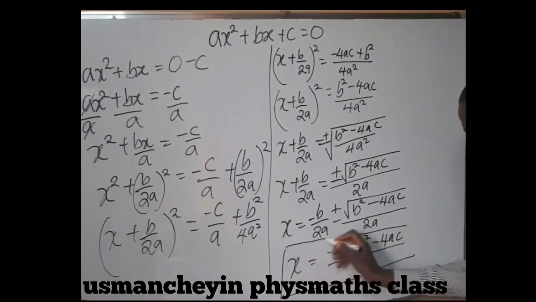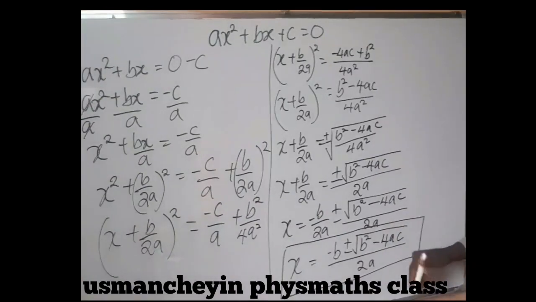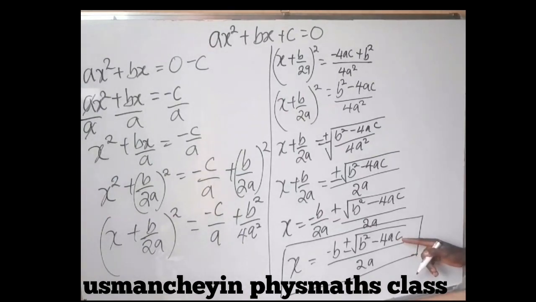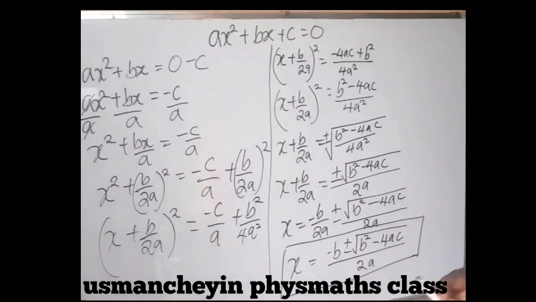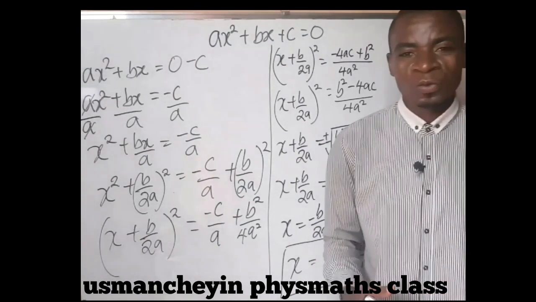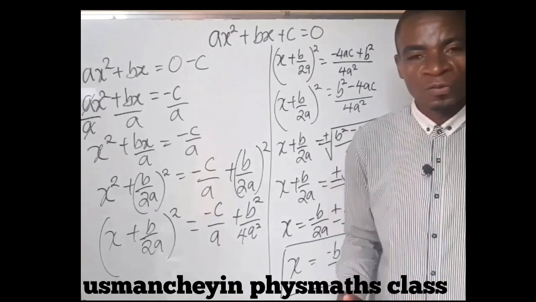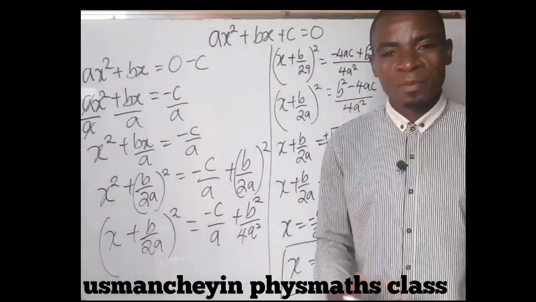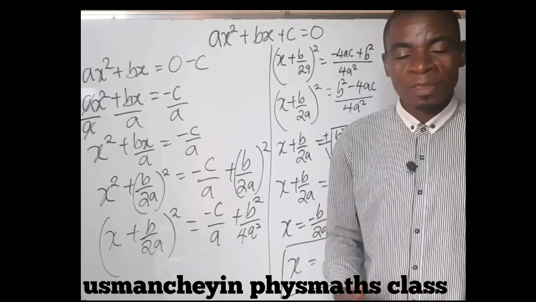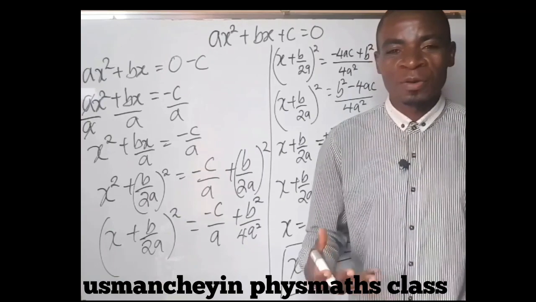Okay, so this is what we call the general formula. If you are given a, b, and c, you can use this formula and solve any quadratic equation. Or in terms of making the subject of the formula, you can also make use of this formula to solve certain problems in physics.